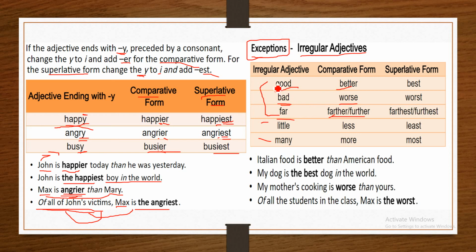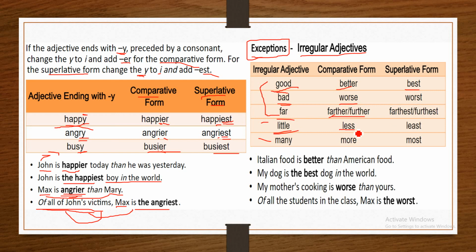For example, good is an irregular adjective. For the comparative form, we say better. For the superlative form, we say best. Good, better, best. Bad, worse, worst. Far, further, furthest.